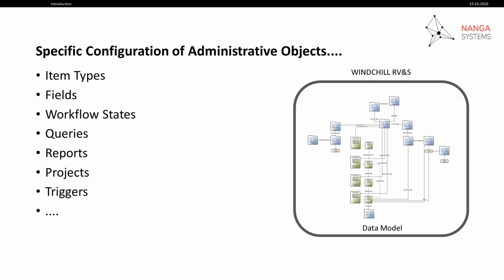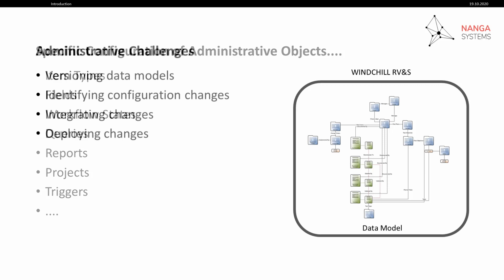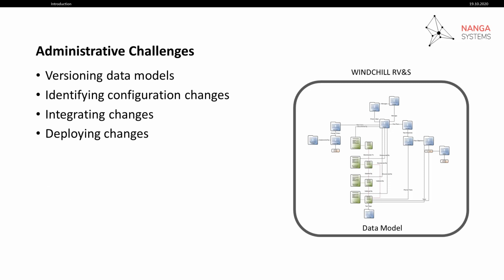The data model is a specific configuration of administrative objects, including item types, fields, states, queries, reports, projects, and workflow triggers. Over time, data models are changed as the organization's needs evolve, and this can present challenges in the administration of the data model. For example, in identifying and saving specific versions of a data model, comparing different configurations of a data model, or merging changes to data models for subsequent deployment to a Windchill RV&S server.